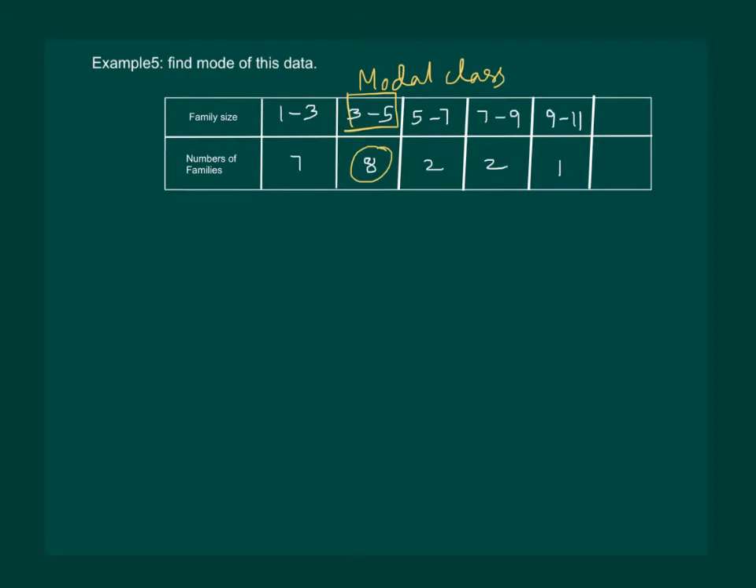Now we denote the frequency of the modal class by F1, the frequency of the class preceding the modal class by F0, and the frequency of the class succeeding the modal class by F2. So we have F1 equal to 8, F0 equal to 7 and F2 equal to 2.